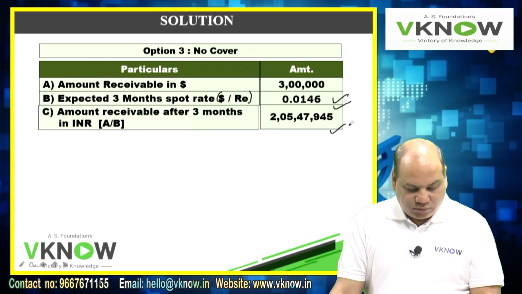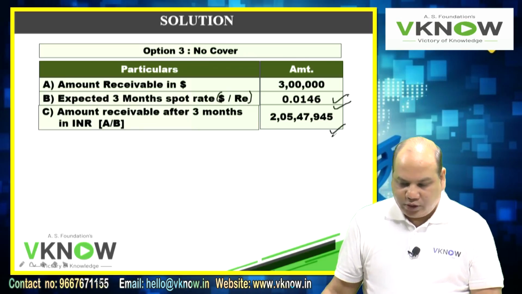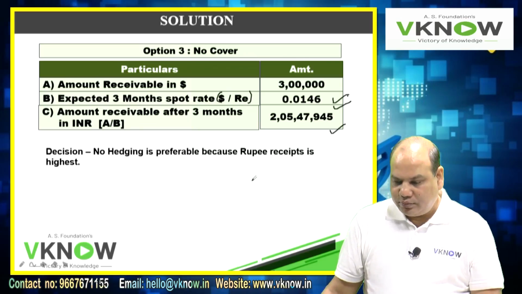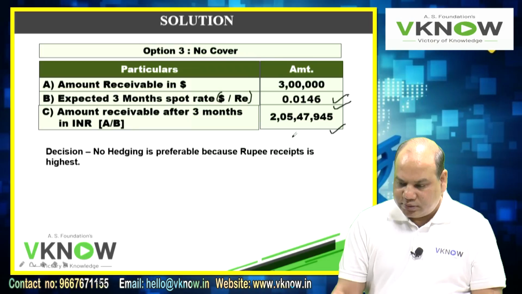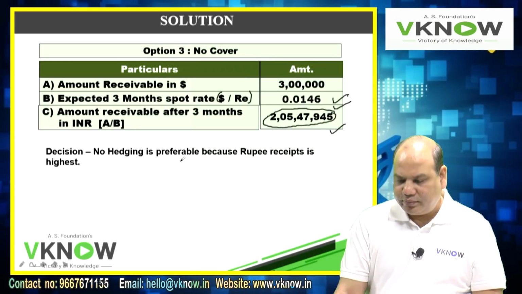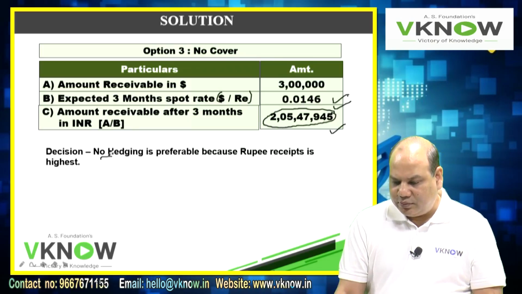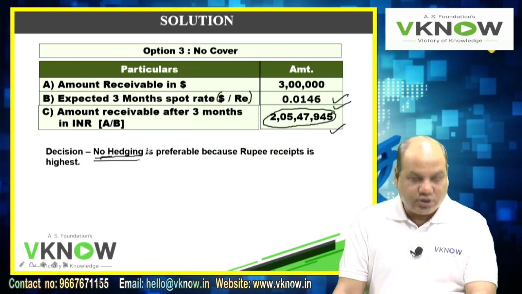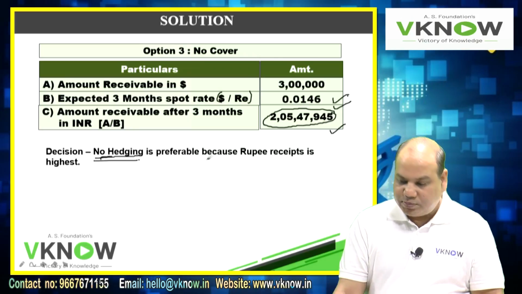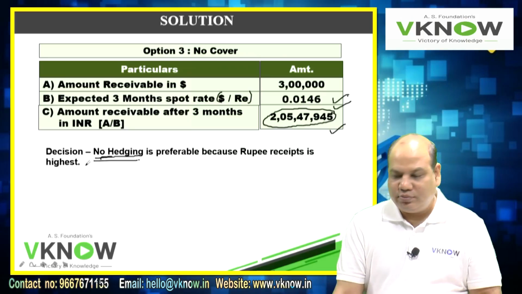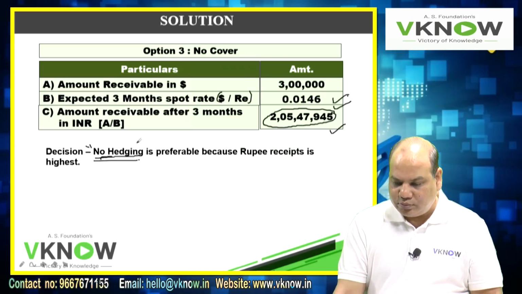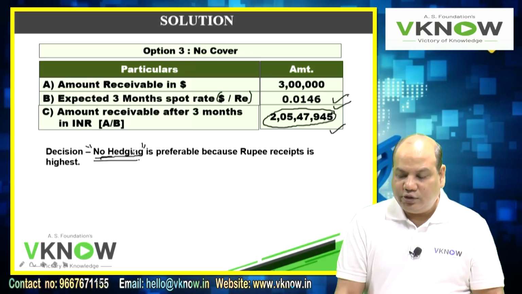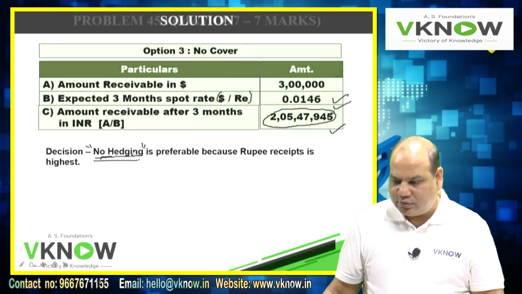So check the highest receipt. Where do you have the highest receipt? If I look at the numbers, the highest receipt is under no hedging. If you look at our answer, no hedging has the highest rupee inflow. The institute answer is future because they have made some mistake in the calculation. No hedging is preferable because rupee receipt is highest. This way we will write our conclusion.